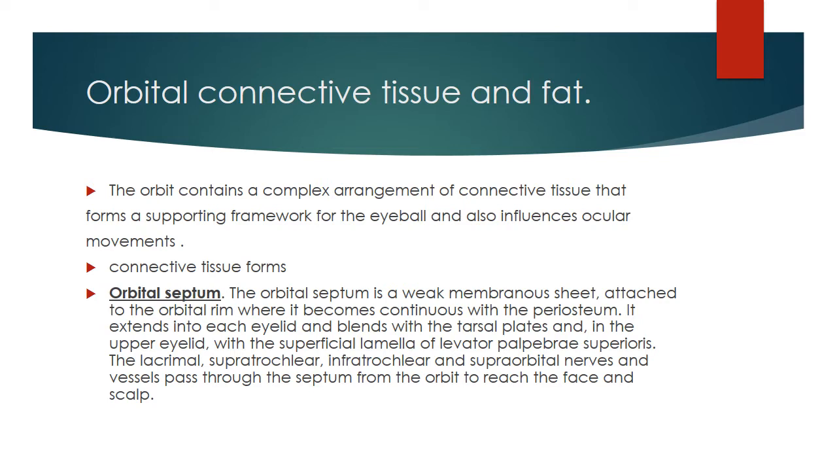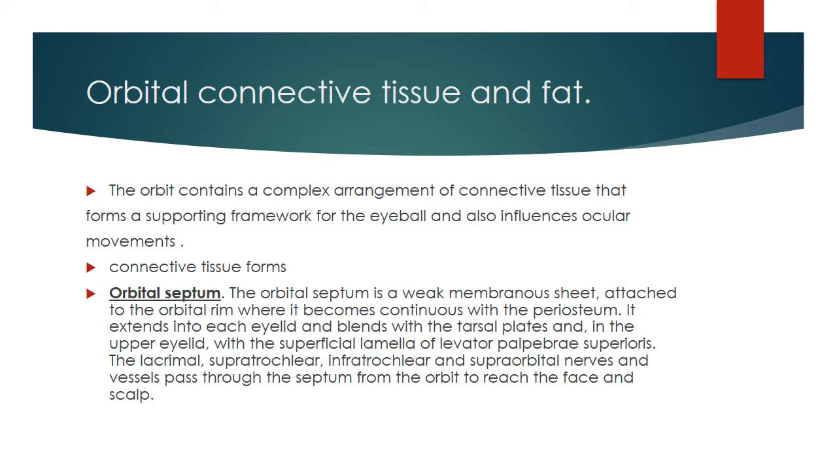Number 1, orbital connective tissue and fat. The bony orbit contains a complex arrangement of connective tissue. This connective tissue not only forms a supporting framework for the eyeball, but it also influences the movement of the eyeball. This connective tissue is arranged in various forms, like number 1, orbital septum.